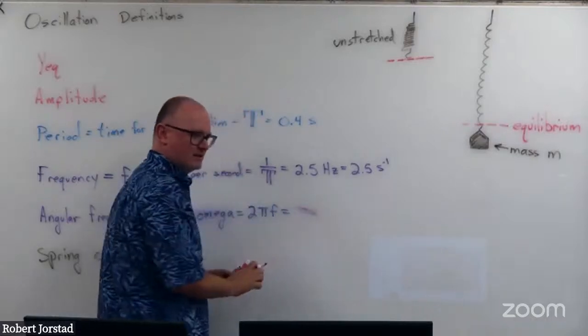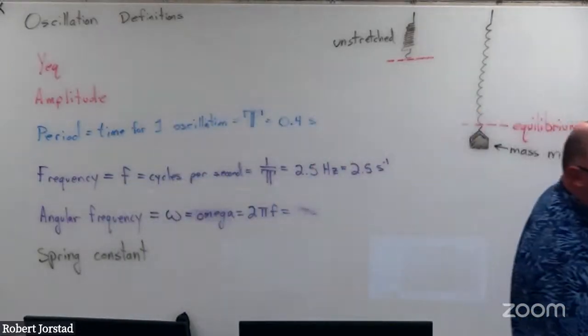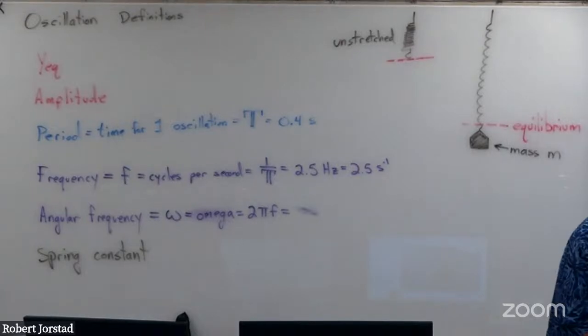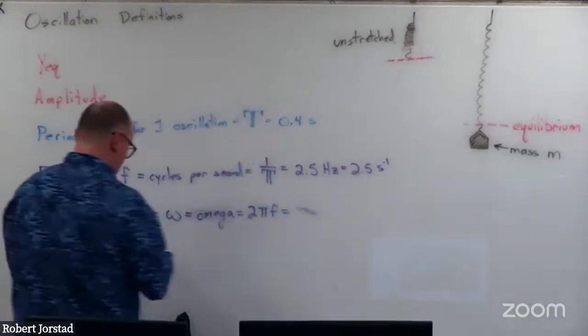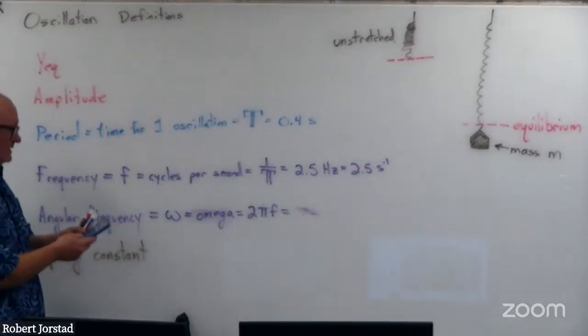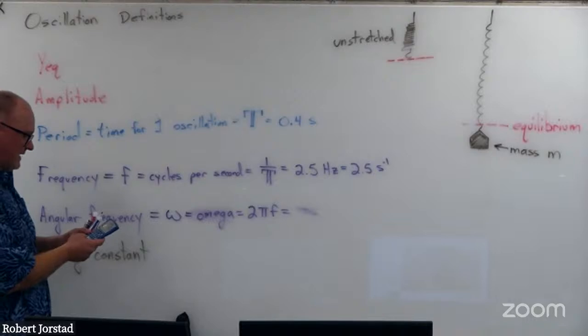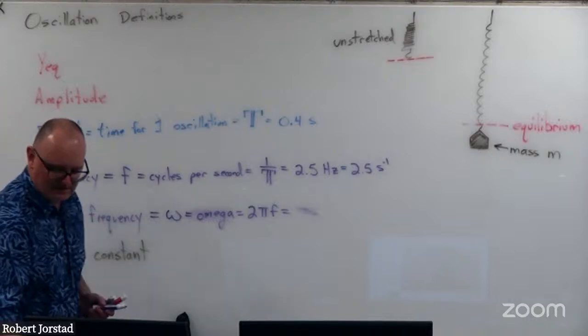Let's go ahead and do the math real quick. Did I bring a calculator? Oh my gosh, did I forget? Please be here. Okay, on here. So 2 times pi times 2.5, I got 15.7.